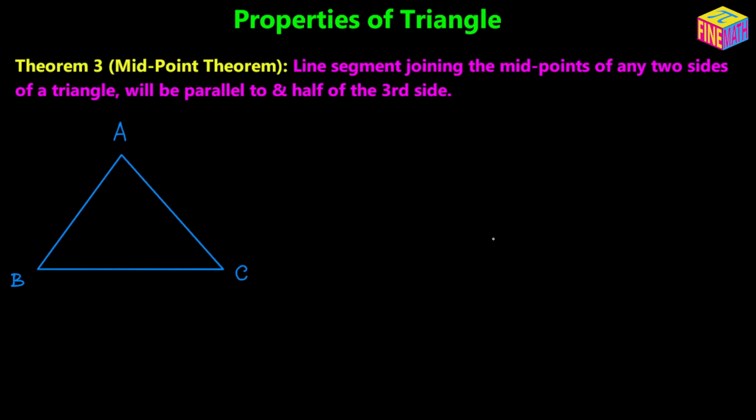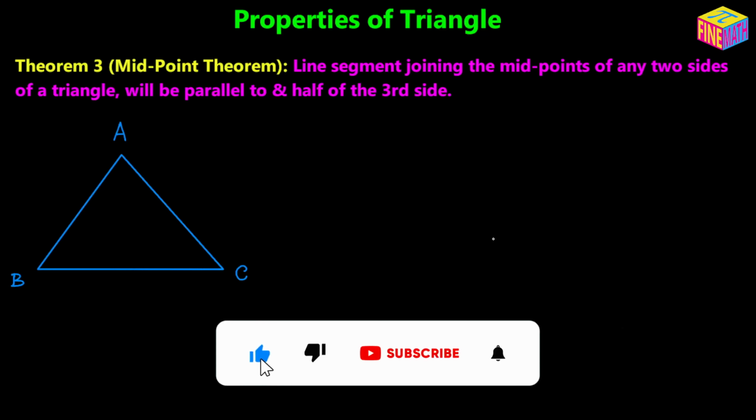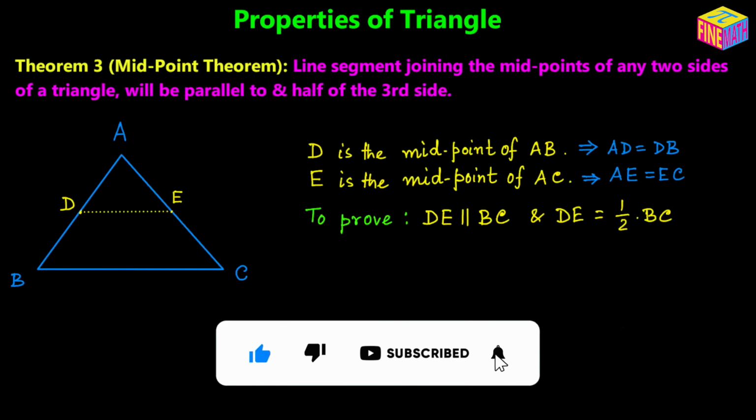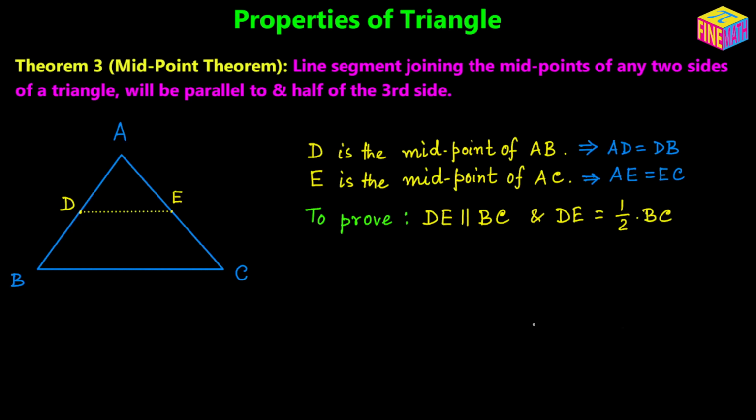Now let's suppose we have a triangle ABC, as you can see in the diagram. I'm going to join the midpoints of sides AB and AC by a line segment, and let's suppose that the line segment is DE. So the midpoint of AB is D and the midpoint of AC is E. That means AD will be equal to DB, and similarly AE will be equal to EC. For this theorem, we have to prove that DE is parallel to BC and also that DE is half of BC. Those are the two things that we have to prove, right?